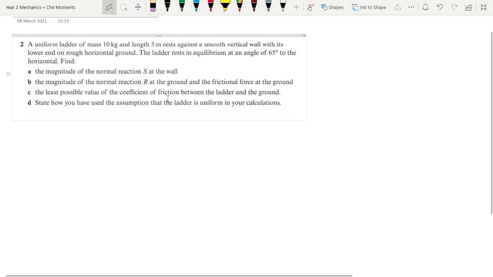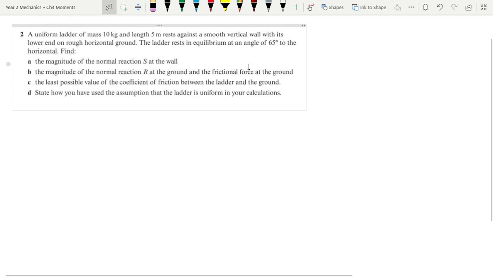Okay. Here's one for you to have a go at. Same sort of idea. We've got a smooth wall and we've got rough ground. So have a go at this one yourself and then I will go through it.